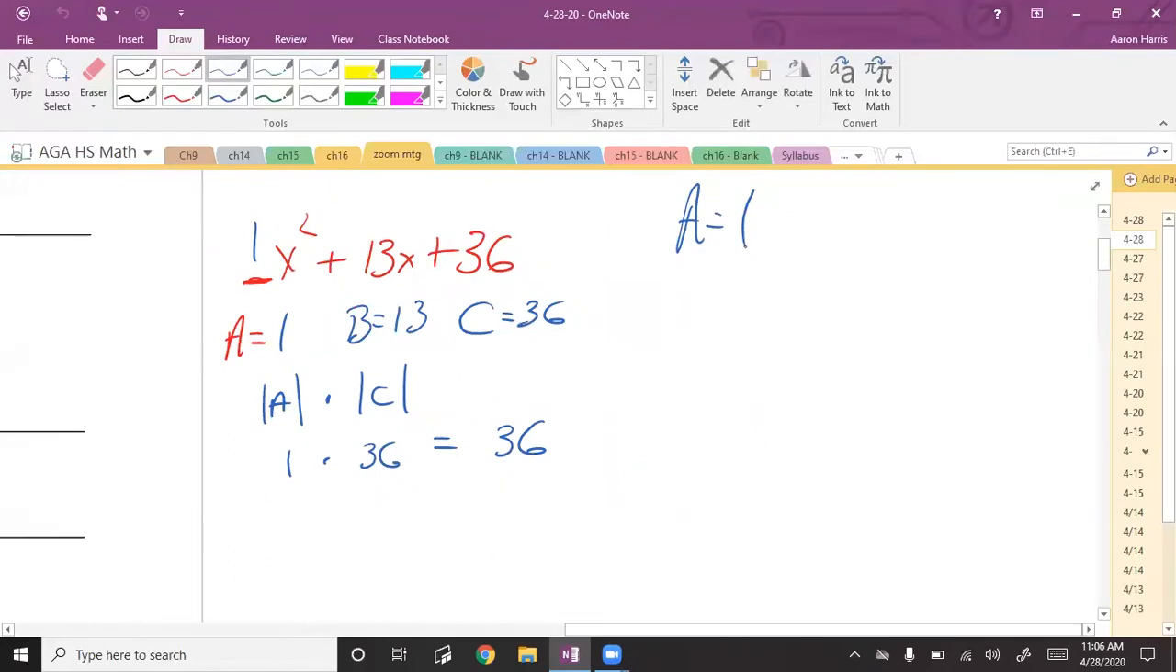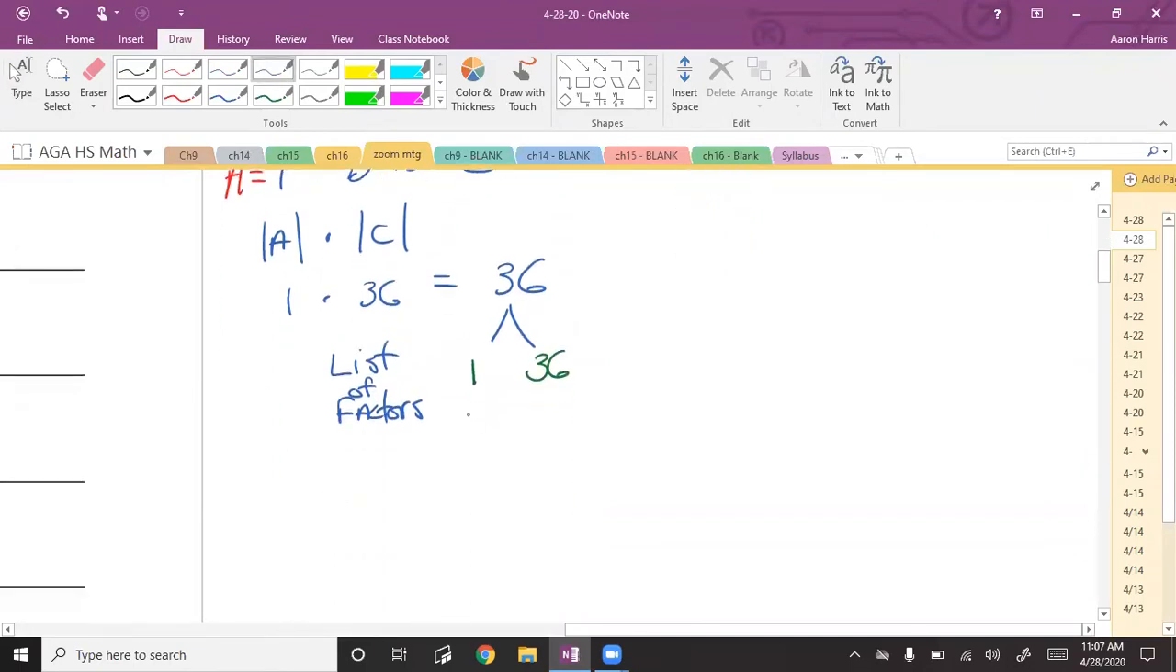Is A equal to 1? Yeah. Beautiful. So now this is what we do. We create, and I got to write this on the other side, a list of factors. Always start with the number 1. So 1 times what gets me to 36? 36. Good. 2 times what?